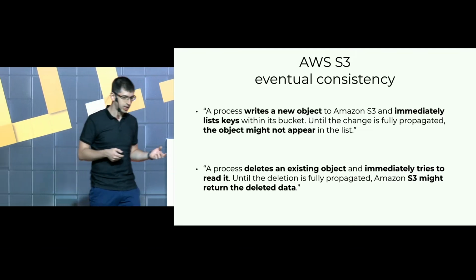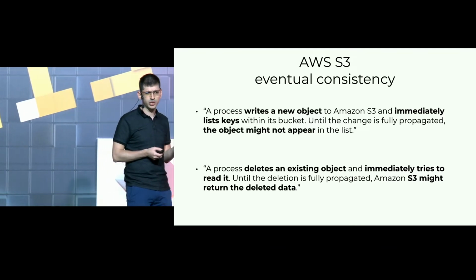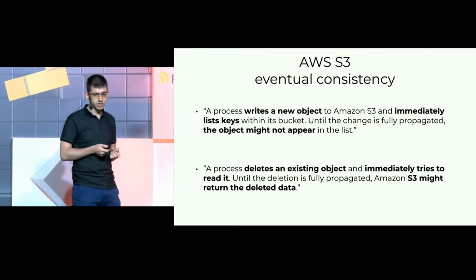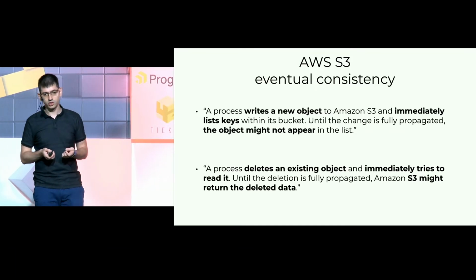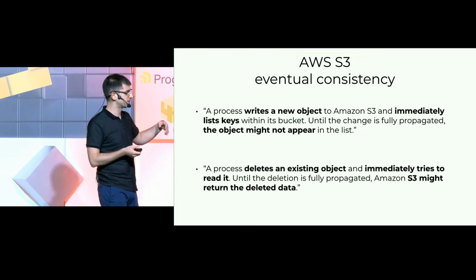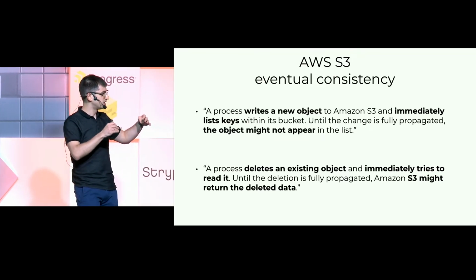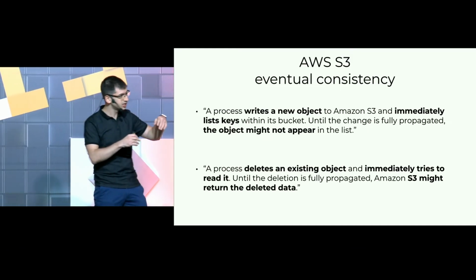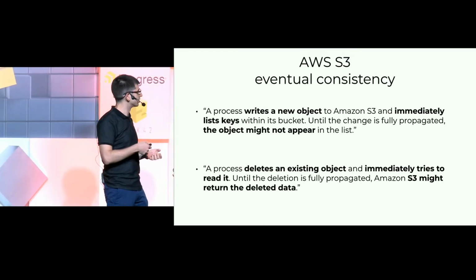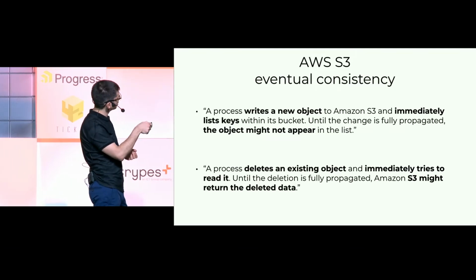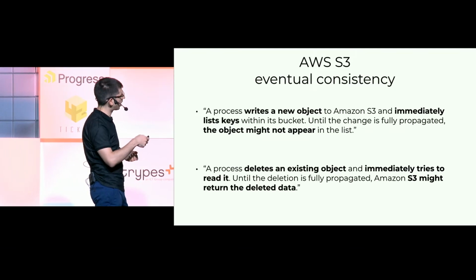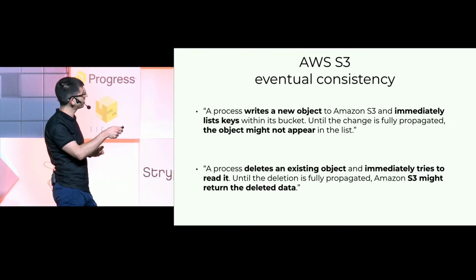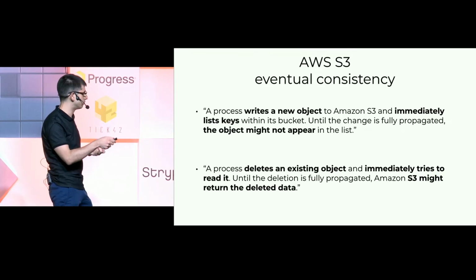The specific example is AWS S3. How many of you have used S3? Okay. Yeah, so S3 is eventually consistent. When you insert an object, it doesn't immediately become known to other participants in the system. There's one very specific case in which it does, but in all others, it doesn't. So you can do something like write a new object. This is from the docs directly, but I've highlighted some parts. A process can write a new object to Amazon S3 and immediately list the keys within this bucket.